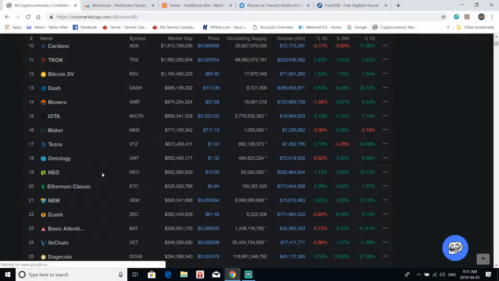So Neo, and look at Tezos, still just crushing it. Not sure where their news is actually coming from other than a Coinbase listing, and again, just being added on to an exchange. Look what it's doing.